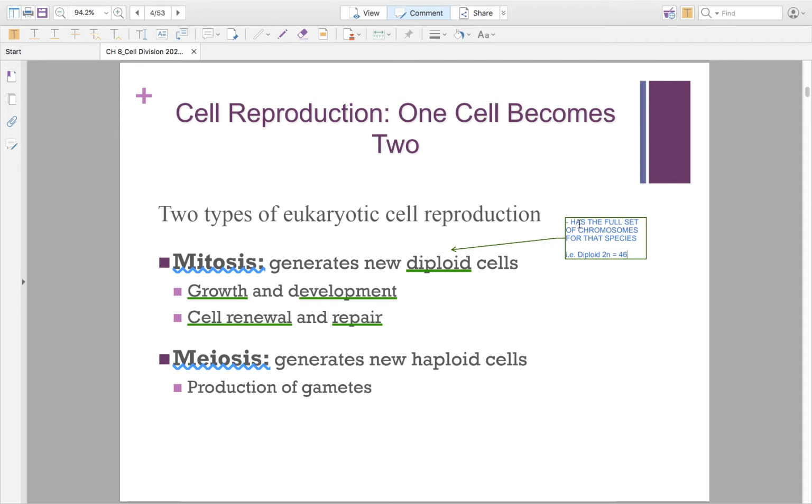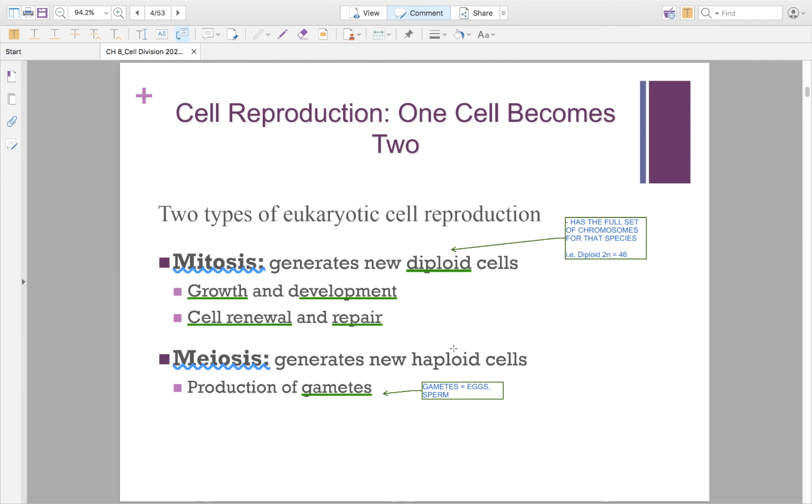Alrighty, meiosis. Meiosis is used for one reason and one reason only, for the production of gametes. Gametes are the sex cells. I want you to know this term, gametes, because I'm going to use it. But these are the sex cells, like eggs and sperm, the reproductive cells. And notice that it says meiosis generates new haploid cells.